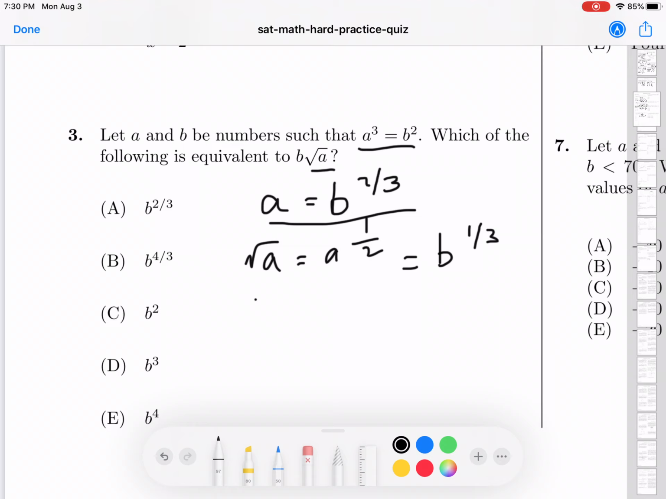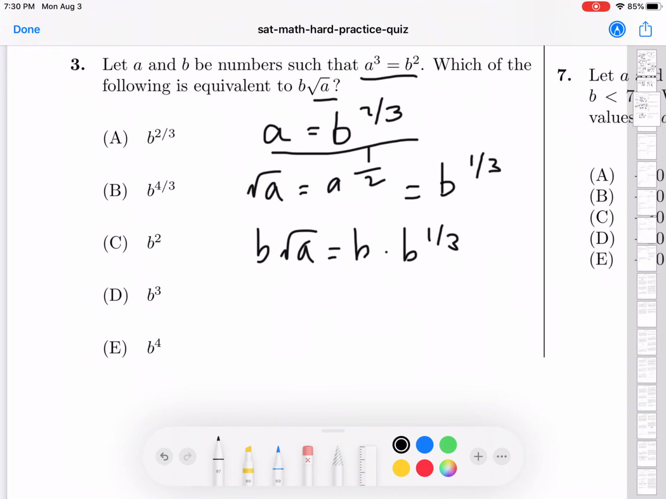So, b times the square root of a is b times b to the 1/3. And this b can also be written as b to the 3/3, because that's just b to the 1. And when you're multiplying, you add the exponents to get b to the 4/3.